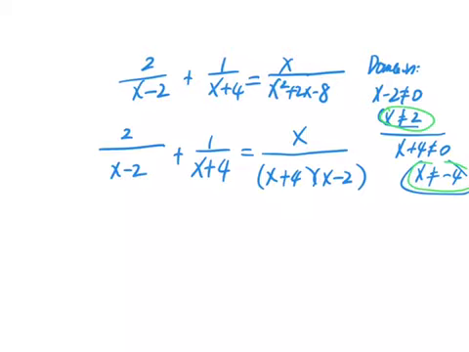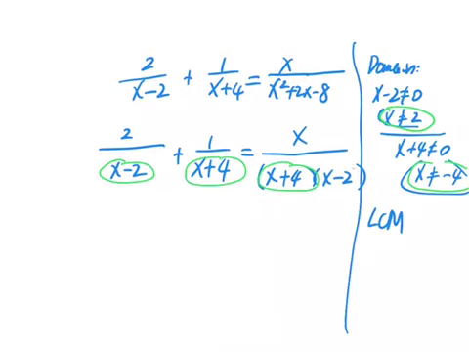And then LCM. So LCM, as you can see, we have a denominator here. Now these two are just the same. So the LCM is just the two terms here: x minus 2, x plus 4. Okay, this is my LCM. And then let's multiply the LCM to everything.